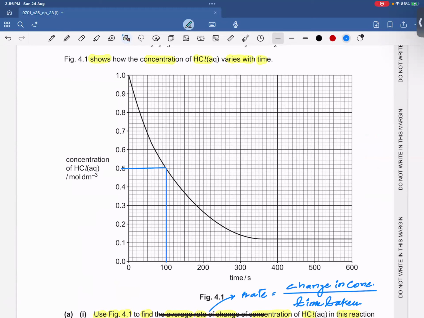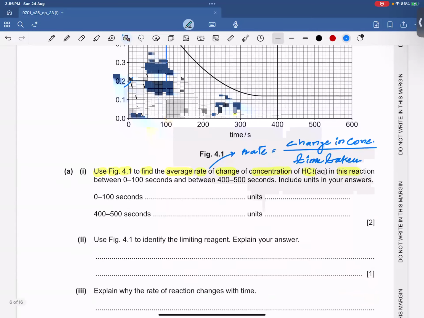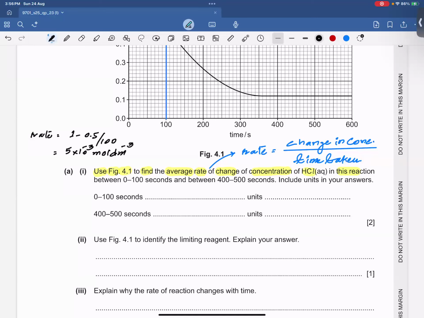So initially the concentration is 1.0 and at 100 seconds, the concentration is 0.5 mole per dm cube. So let me find out the change. It's basically 1 minus 0.5 divided by 100. So obviously it's going to be how much? So 0.5 divided by 100, it's going to be 5 into 10 to the power minus 3. Now, concentration has mole per dm cube and time has second. So unit of rate must be mole per dm cube second inverse.